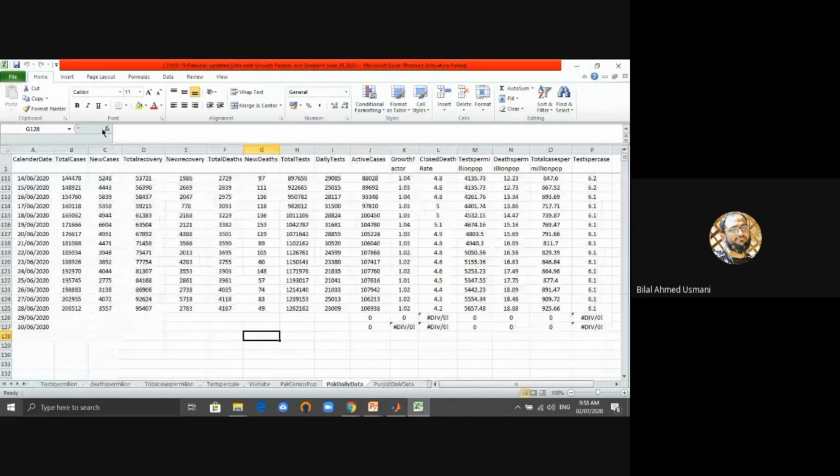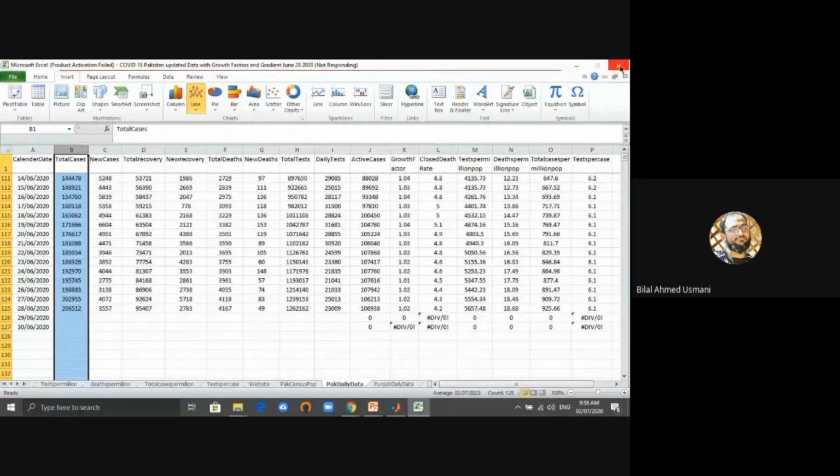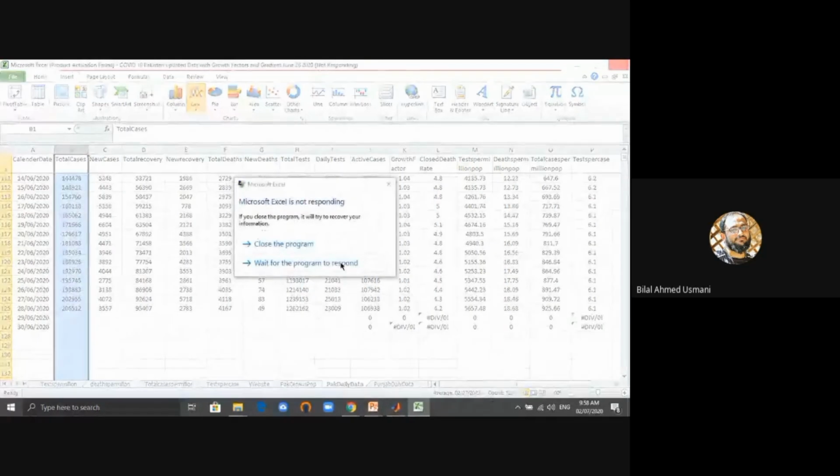So if you look at the total cases and try to draw a plot, oh god. Okay, I think things have been said and done, so I don't need that.